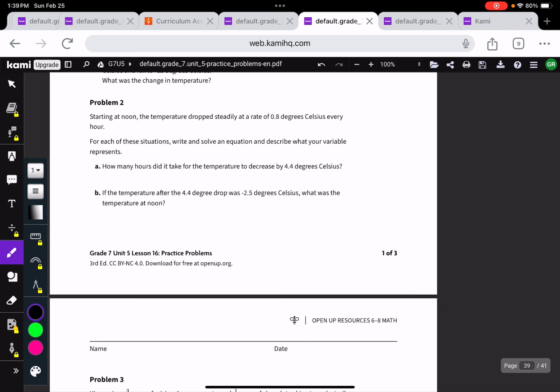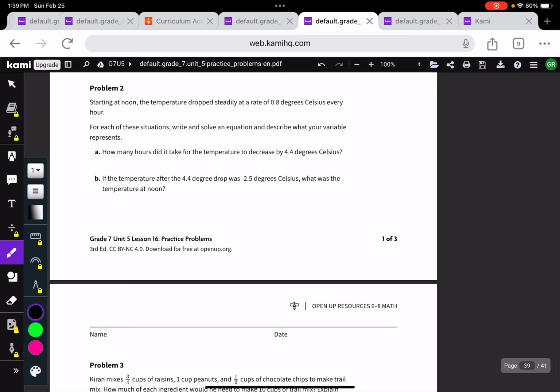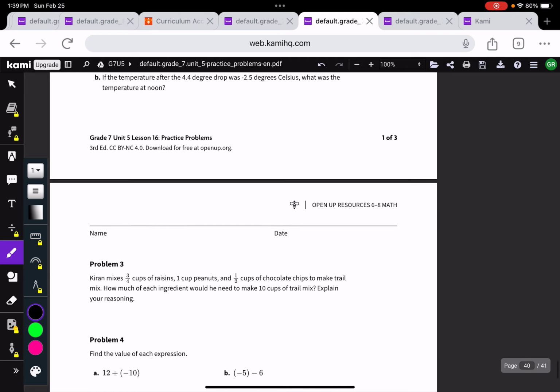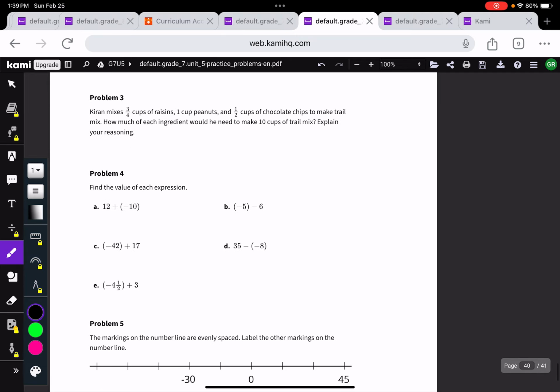It says for these situations, write and solve an equation and describe what your variable is. How many hours did it take for the temperature to decrease? Well, your variable is going to be H for that, and that would be the number of hours. It almost tells you what your variable is. Problem B, if the temperature after their 4.4 degree drop was negative 2.5 degrees, what was the temperature at noon? So your variable is pretty much what the question is. But other than that, guys, I'll leave the rest up to you. I think you can figure out the rest.